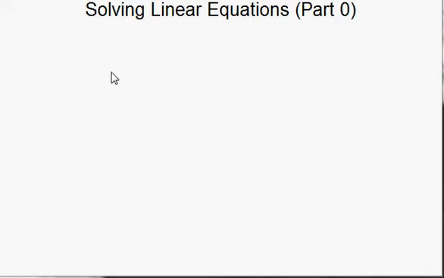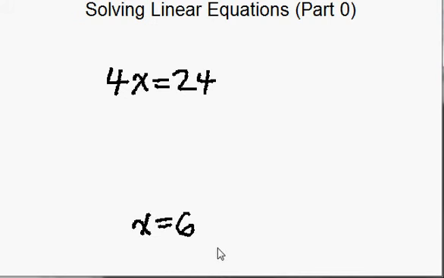Well, suppose we have a problem that says we want to solve 4x equals 24. What this means is 4 times x equals 24. Now, Bonnie, you can just look at this and probably guess what the answer is, right? So what do you think the answer is? 6. 6, that's right. So we know the answer is going to be x equals 6, but let's try to do it in a systematic way.